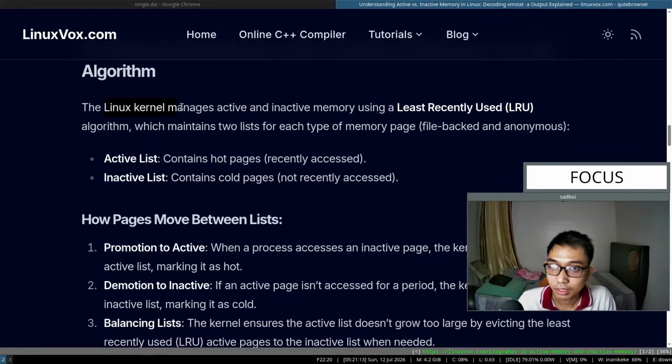The Linux kernel manages active and inactive memory using a least recently used, or LRU, algorithm, which maintains two lists for each type of memory page, file-backed and anonymous. The active list contains hot pages, or recently accessed. The inactive list contains cold pages, not recently accessed.